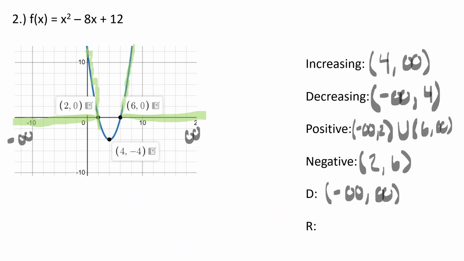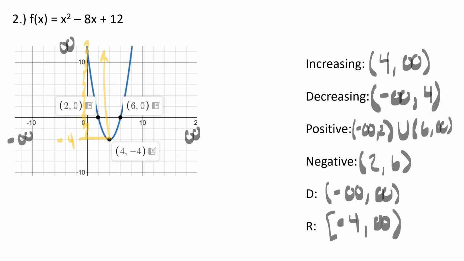Now for my range. So for the range, it gets a little bit dicier. The smallest number it can be on the range is the -4, and then it goes upward from there. So this time we're actually going up towards positive infinity on that y-axis, and we're starting at the -4. So we start at -4, and then we go up to positive infinity.